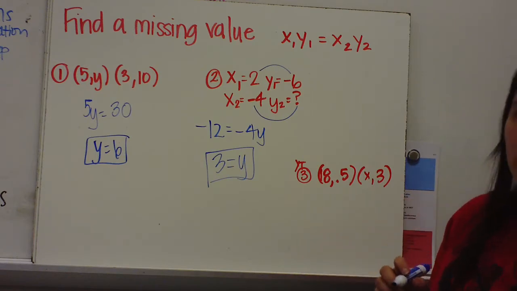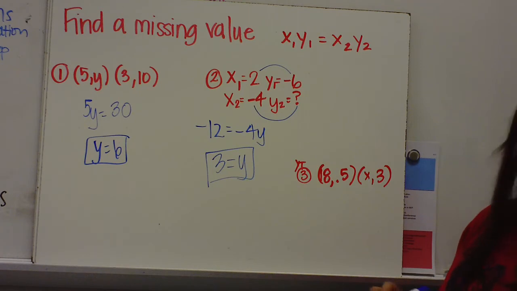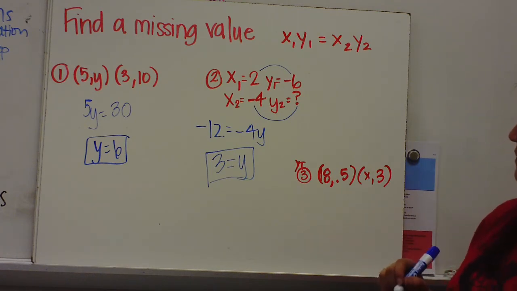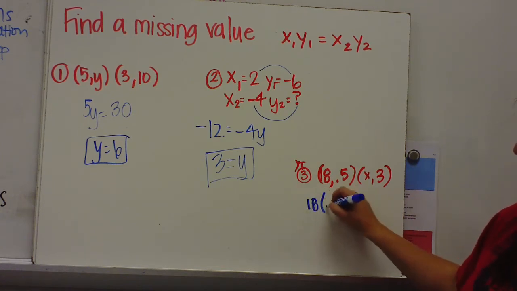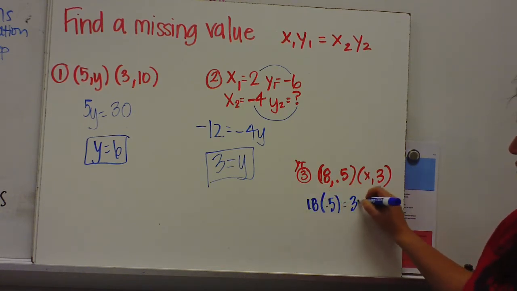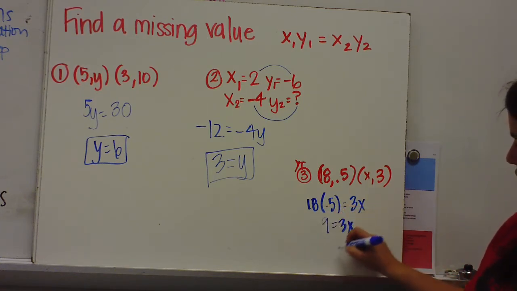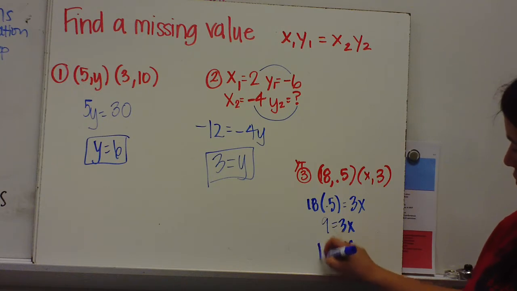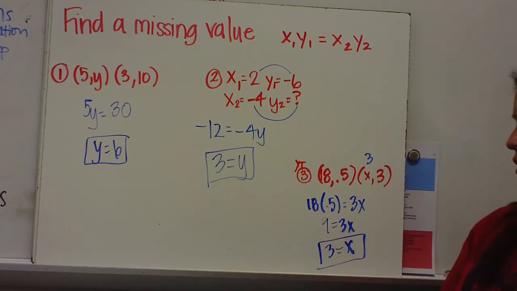So you try number 3. This is 18.5, x, and 3. You try number 3, press pause, and then press play when you're ready to see. And this x value is 3. So if you got 3, then that means you got it correct.